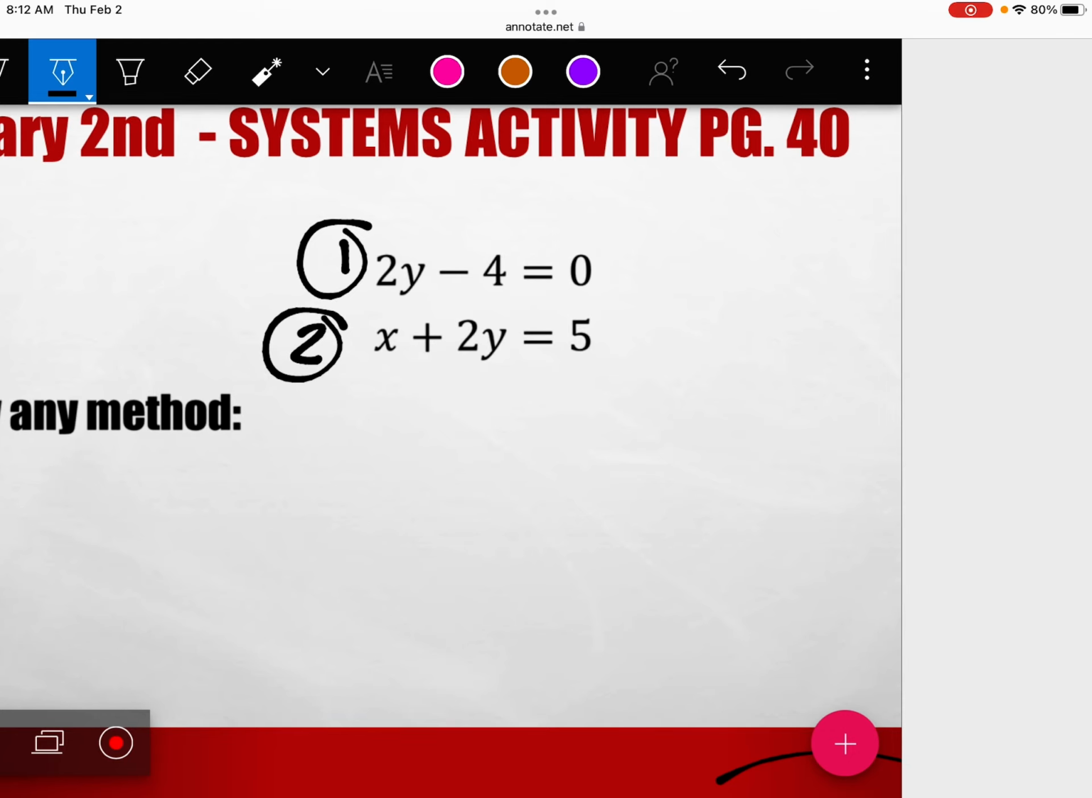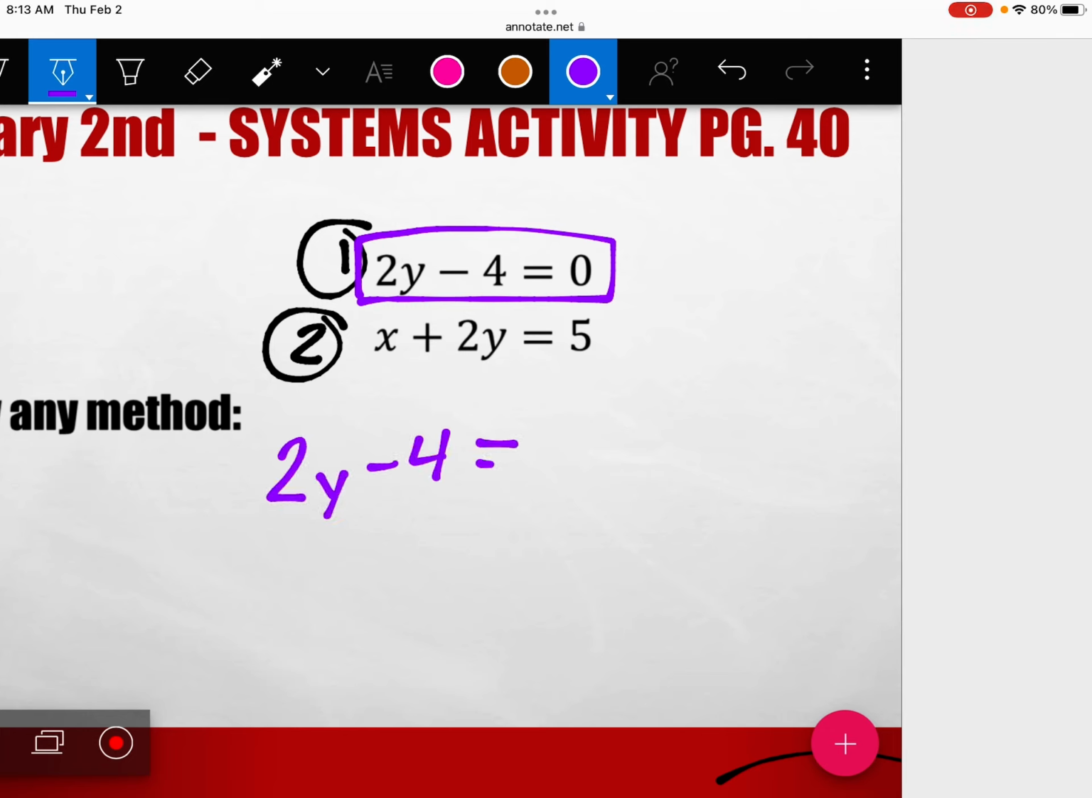So let's look at number 1 and see what we can do to solve this. Because it only has one variable in it. It only has a y. So when I solve this to get y by itself, we have 2y minus 4 equals 0. What are we going to do to get y by itself? Add 4. Plus 4. Plus 4. And we have that 2y equals 4. So what does y equal? 2.